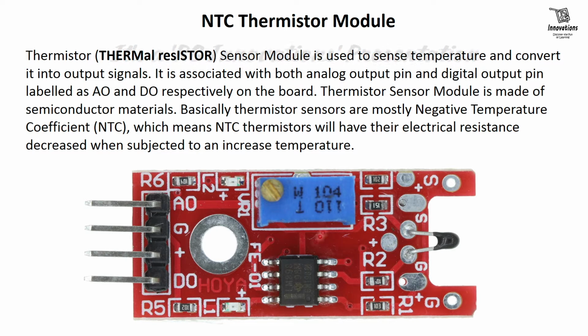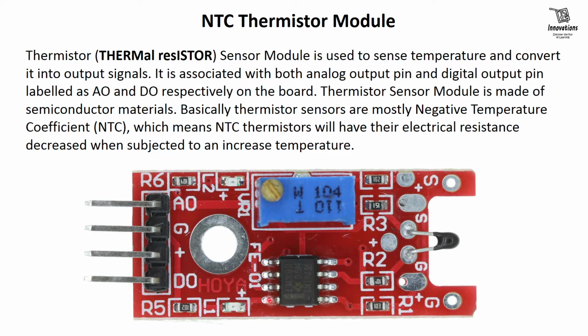In the picture, we can see an NTC thermistor. This black part is the thermistor. Here are the connecting pins. The first one is the analog out pin. The second one is the ground pin. The third one is the positive power supply or VCC pin. And the fourth one is the digital out pin.